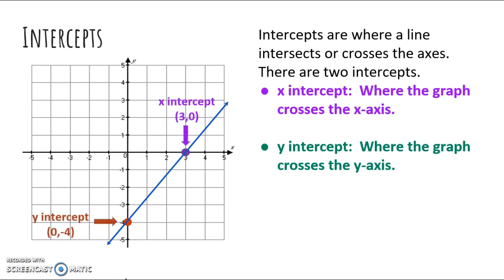So there they are again. The x-intercept is the point (3, 0). The y-intercept is the point (0, -4). Notice that the opposite coordinate is 0. For the x-intercept, the y is 0. For the y-intercept, the x is 0.